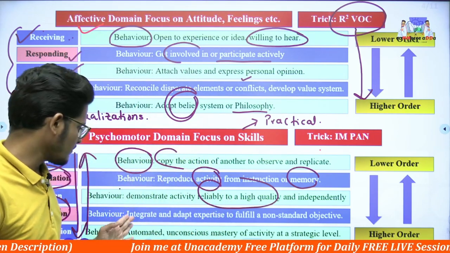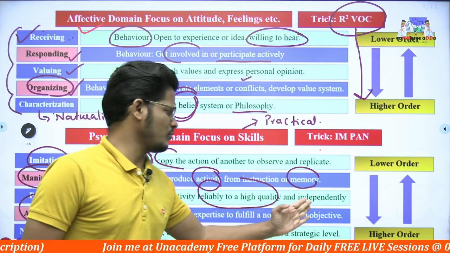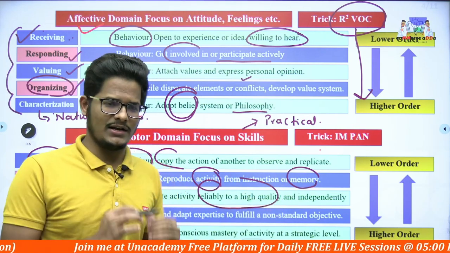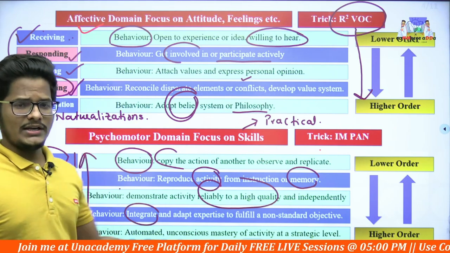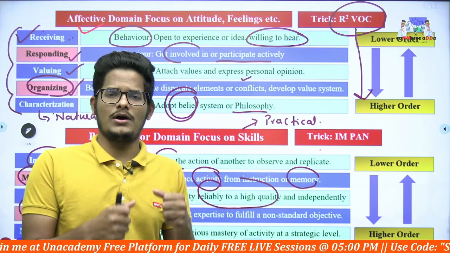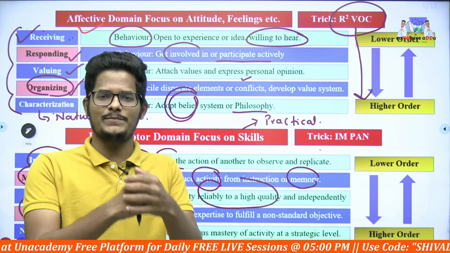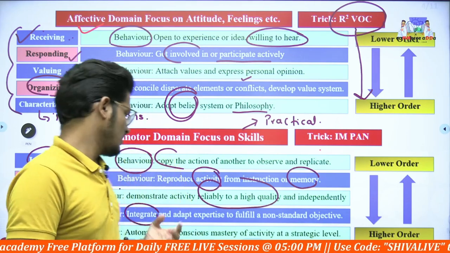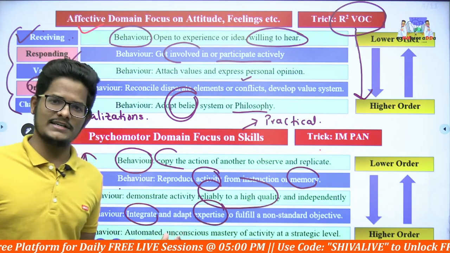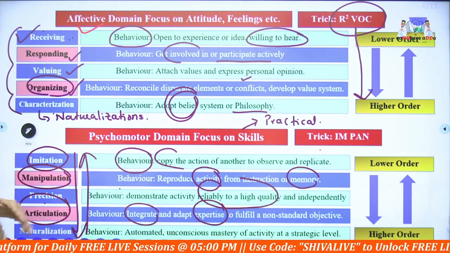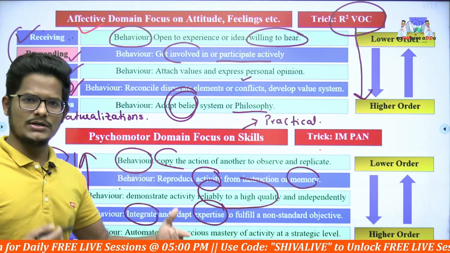Articulation means integrating and adapting the expertise to fulfill a non-standard objective. Here, whenever you are in a position to do it independently, now you reach a level where you can integrate everything and you can become an expert in that particular driving skill also. That's expertise. Trying to become an expert is the stage of articulation. You are trying to articulate the skill that you learnt.